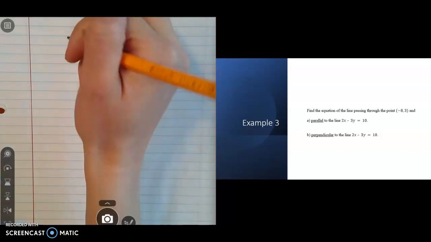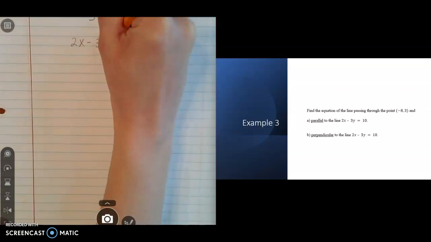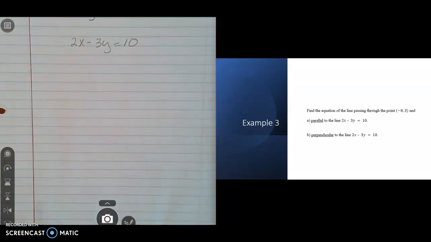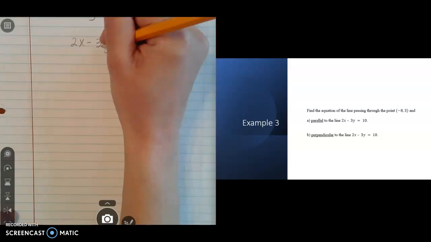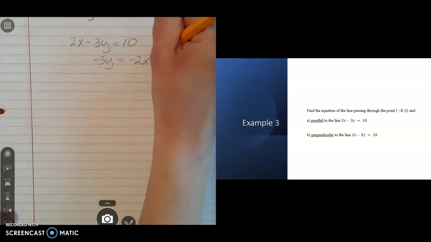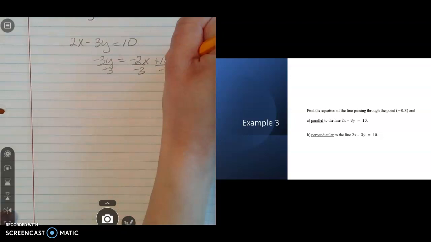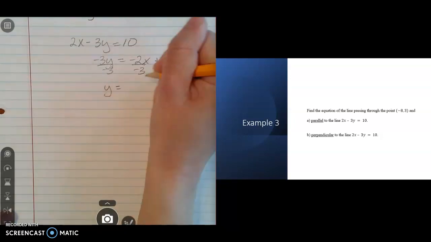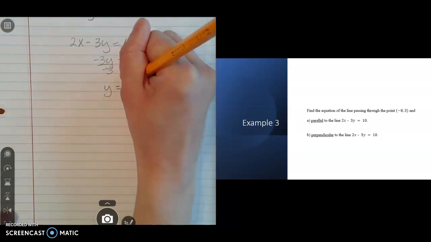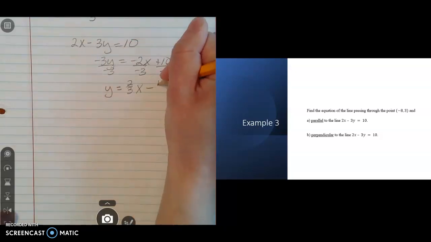So let's go ahead and find the slope of the line that they gave us, 2x minus 3y equals 10. To find the slope, I'm going to get it into slope-intercept form so that I can find that slope value a little bit easier. I'm going to subtract 2x from both sides, so negative 3y equals negative 2x plus 10. And then I'll divide everything by -3 just to get the y by itself. So negative 2 divided by negative 3 would be positive 2/3 x. And then 10 over negative 3 would be a negative 10/3.